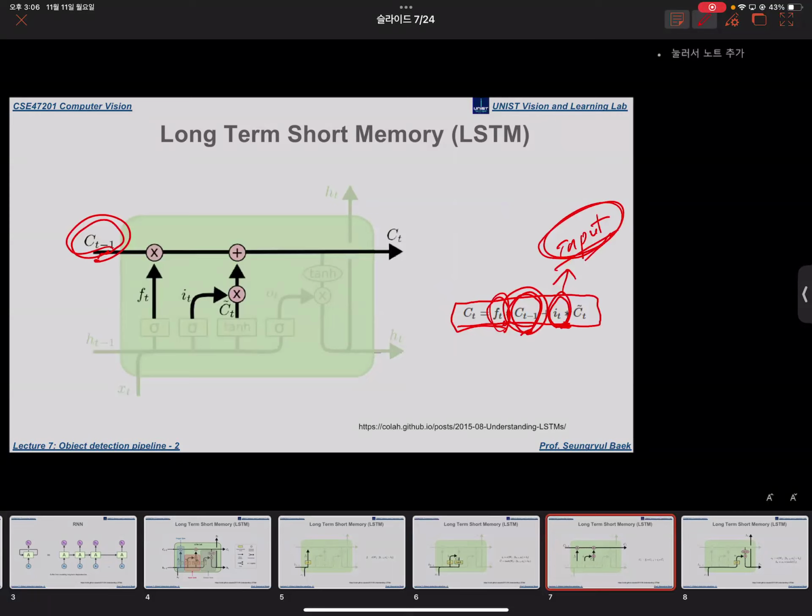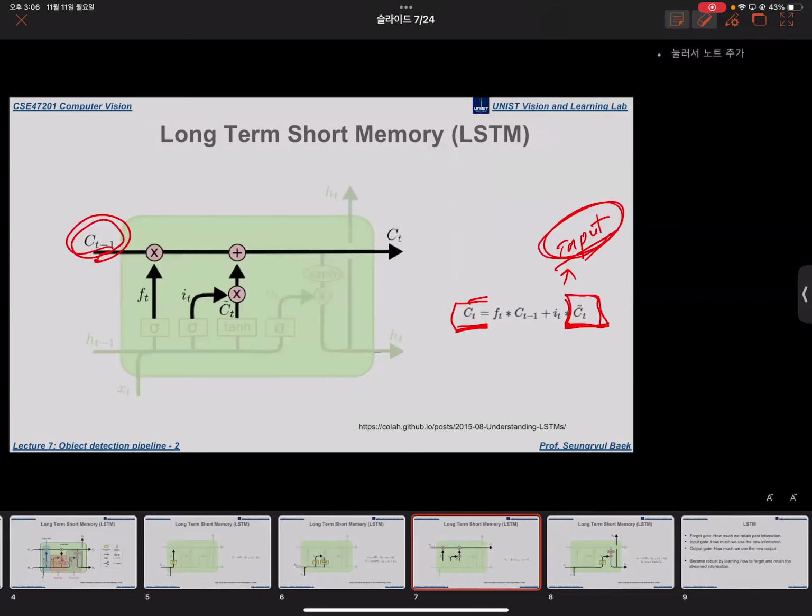So I mean, the C of t is composed of this. And this actually means you will multiply the weight for the previous layer's contextual vector, and also multiply i to the current context vector, to make C of t by combining these two. This is actually mixing previous layer C information and current layer C information.